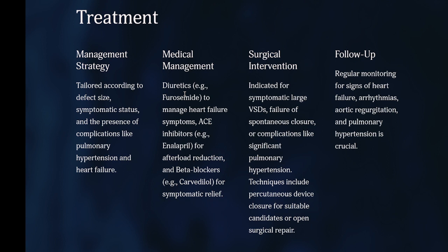Surgical intervention: indicated for symptomatic large VSDs, failure of spontaneous closure, or complications like significant pulmonary hypertension. Techniques include percutaneous device closure for suitable candidates or open surgical repair. Follow-up: regular monitoring for signs of heart failure, arrhythmias, aortic regurgitation, and pulmonary hypertension is crucial.